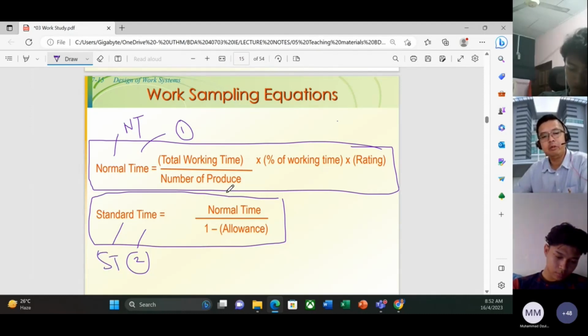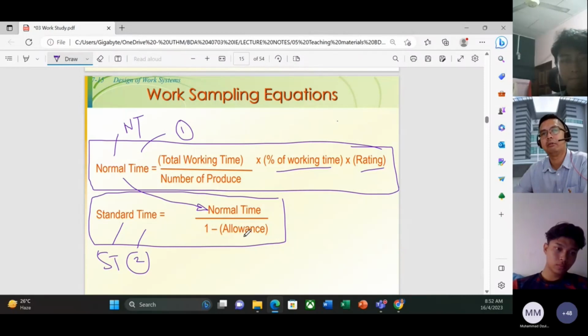If the question given to you is work sampling, please remember this formula for how to calculate the normal time. Normal time is equal to total working time divided by number of units produced, times the percentage of working time, and times the rating percentage. So you will get the normal time. Meanwhile, for the standard time, take the normal time that you get from here and divide by 1 minus the allowance factor, or allowance percentage.